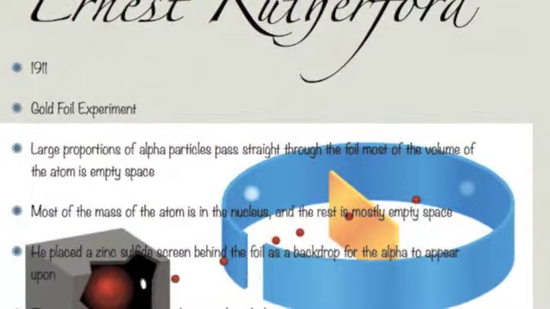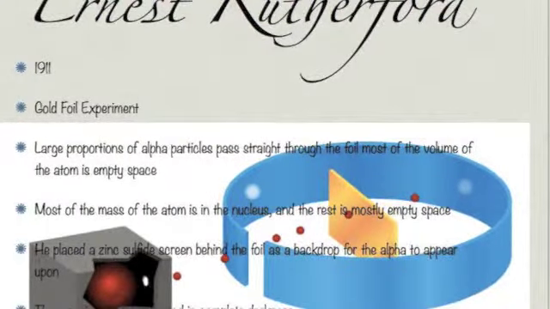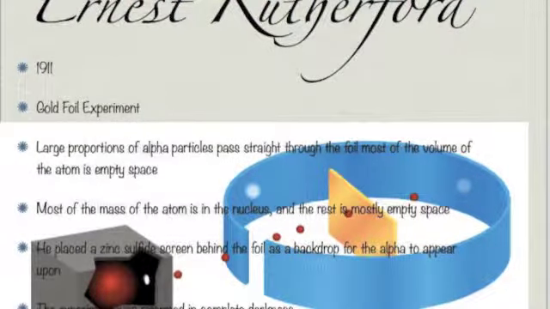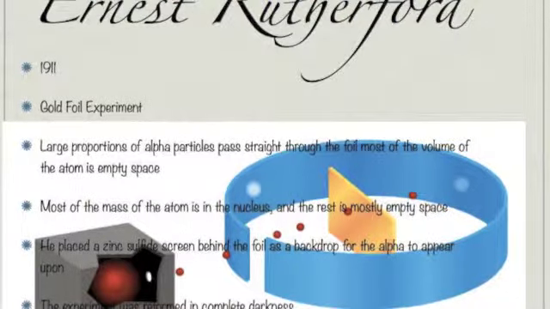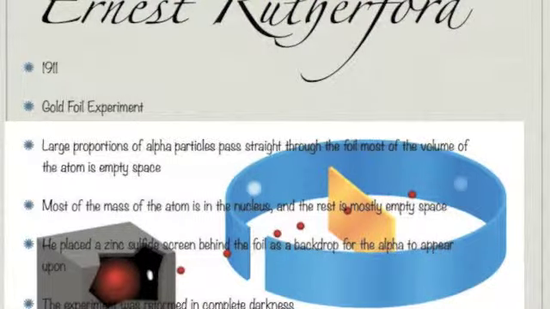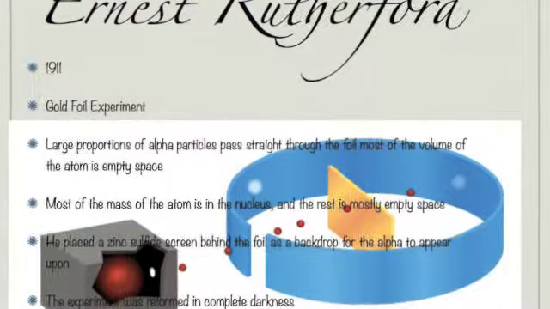He placed a zinc sulfide screen behind the foil as a backdrop for the alpha particles to appear upon. The experiment was performed in complete darkness. The biggest discovery was that about 1 in 2000 particles will deflect approximately 90 degrees or more from the nucleus.